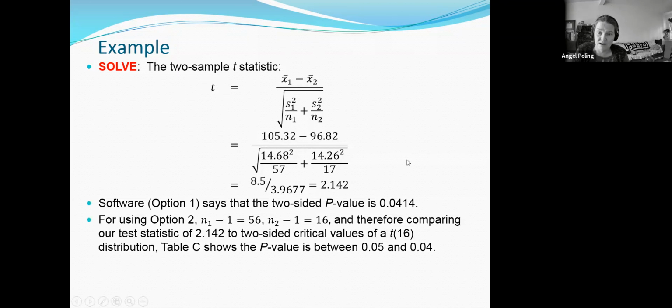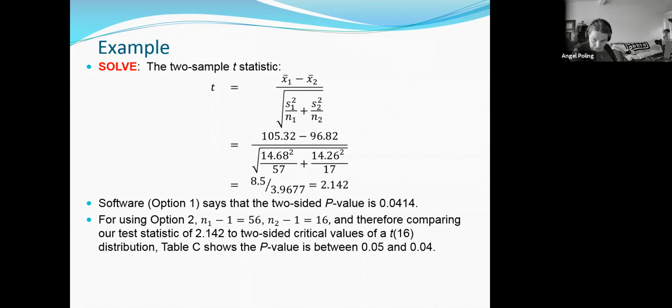We don't care about the software. One of our degrees of freedom is 56, right? So we have 57 people, take away one gives us a degrees of freedom 56. The other group had 17 people, take away one gives us a degrees of freedom 16. And so we're going to use the degrees of freedom 16, right, for comparison.